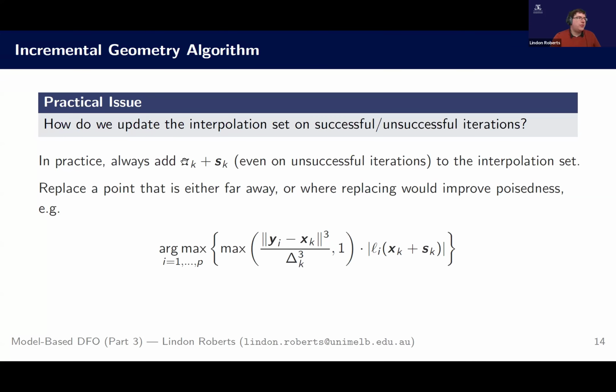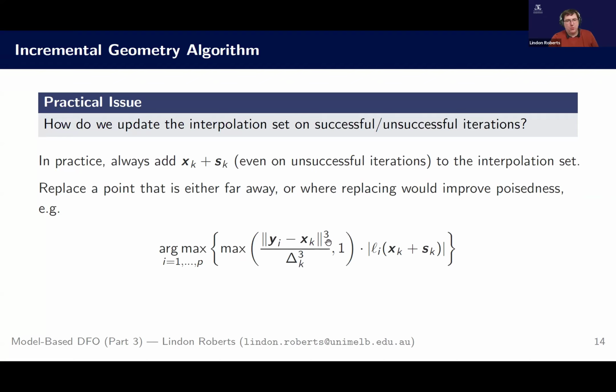Exactly how you choose which point to replace is kind of up to you, but typically you want to use the same ideas. We don't want to keep points that are very far away from our current iterate. We also want to think about points that are going to improve our lambda poisedness by a reasonable amount. So either replacing a point that's far away from xk, or a point that would improve the poisedness, which effectively means it has a large Lagrange polynomial in magnitude.